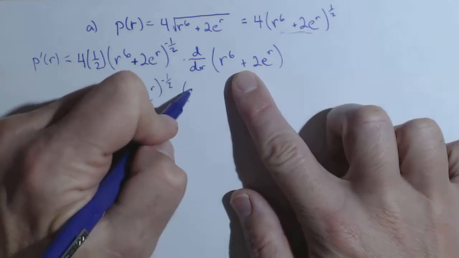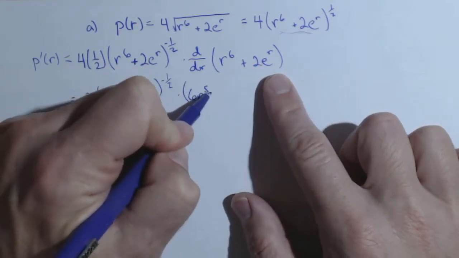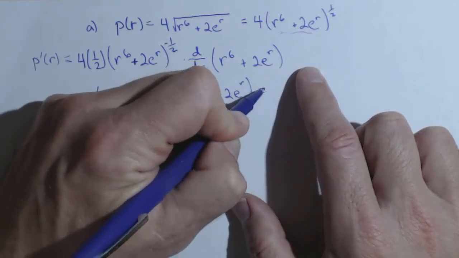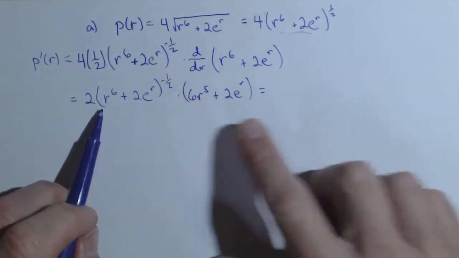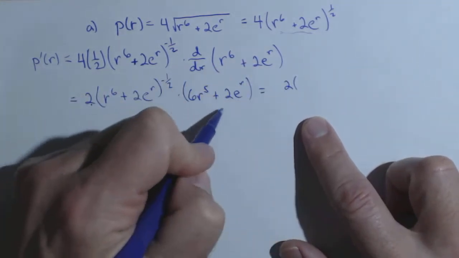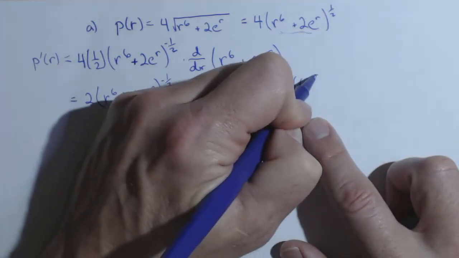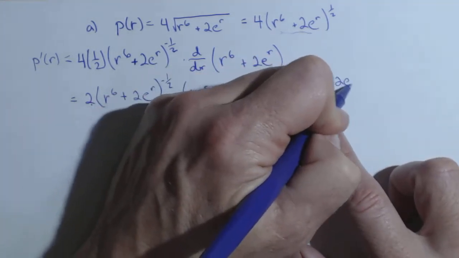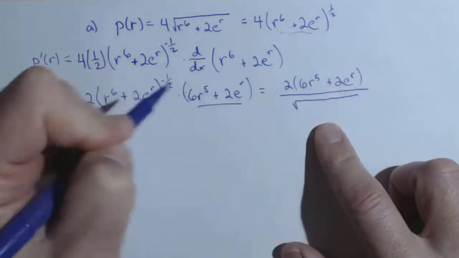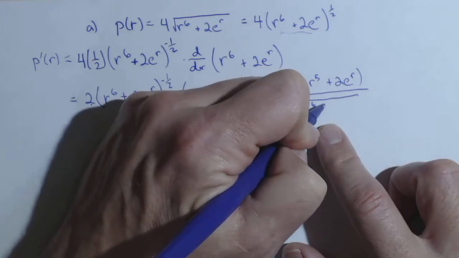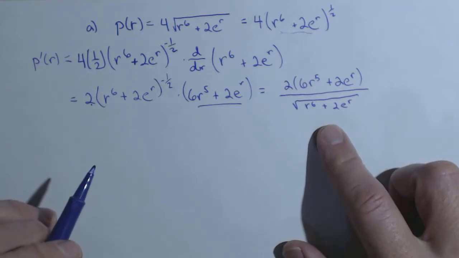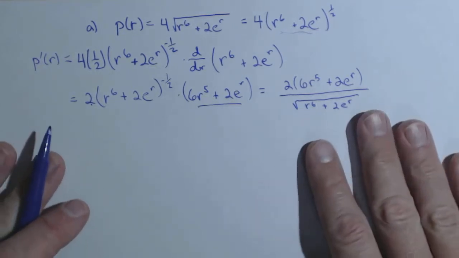Now we have a power rule: 6r to the 5th, and an exponential rule, well, that function is its own derivative, 2e to the r. If we wanted to, because of that negative exponent, we could put that in the denominator under a radical. So on top we'd have the 2, and then this piece here, 6r to the 5th plus 2e to the r, all over the square root, because it's a 1/2 power, of r to the 6th plus 2e to the r. Nothing we can really cancel, so that's about as simplified as we're going to get.